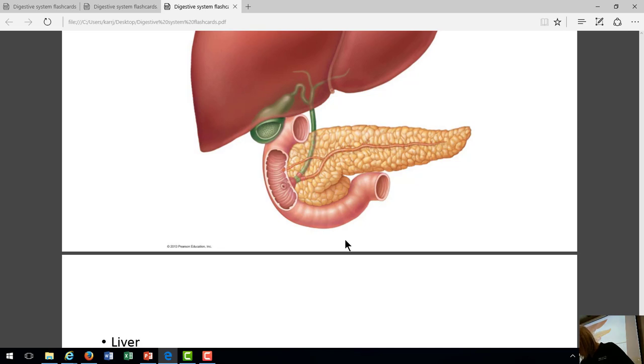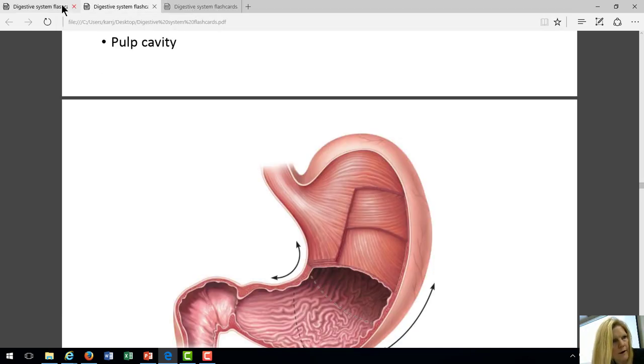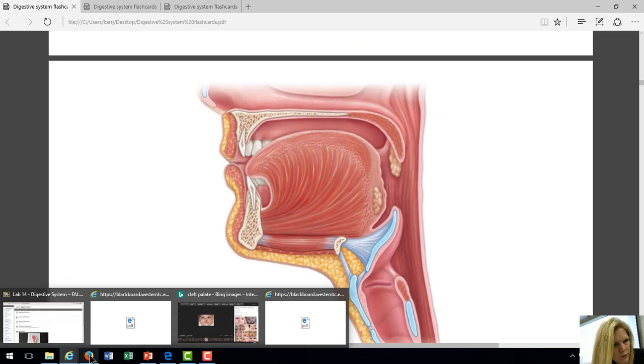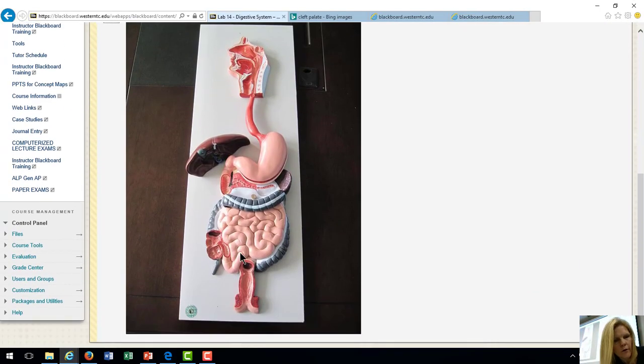All right, so I think that covers everything. I want to just quickly go through the model here so you can recognize some of the structures in this model I put on Blackboard. So again, we have the jejunum, right, is the main portion. Can I make this bigger? No. So we have the jejunum, we have the duodenum. Well, I'll start from the top.